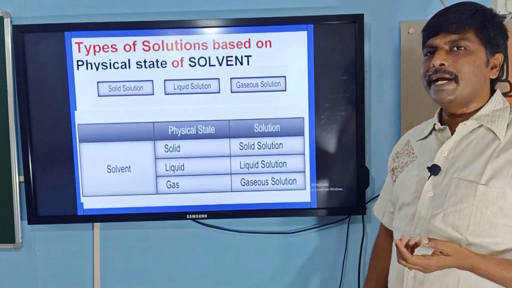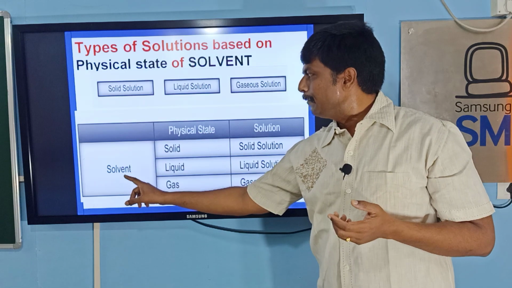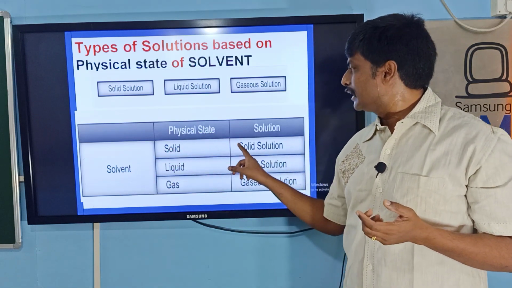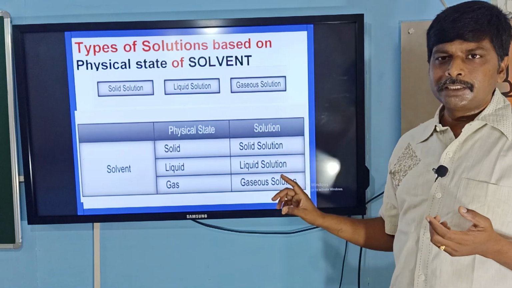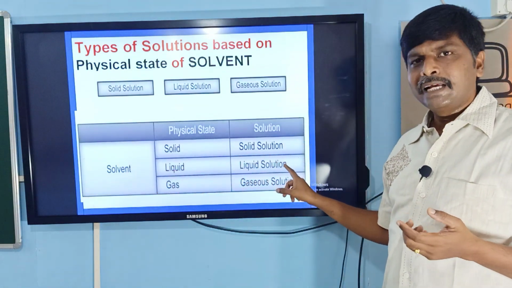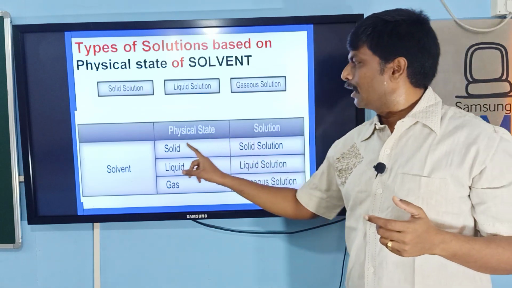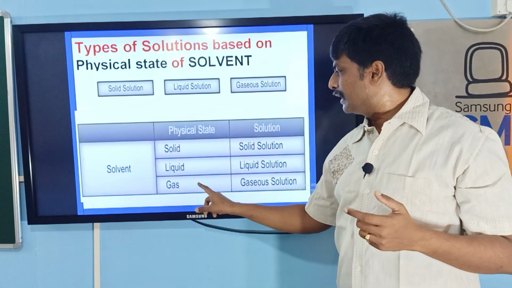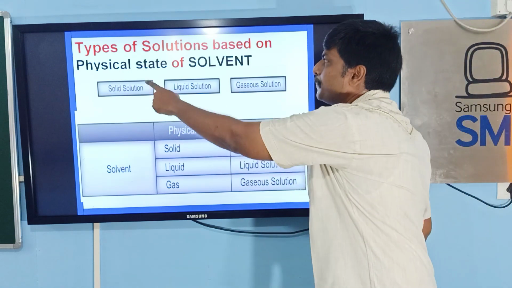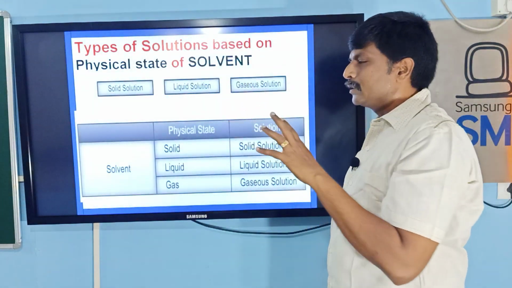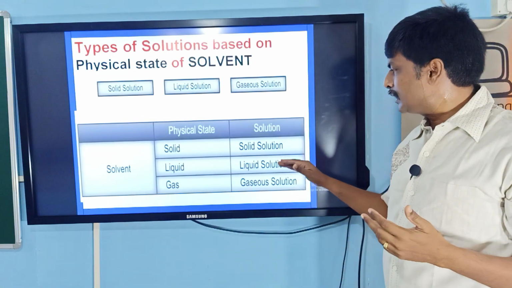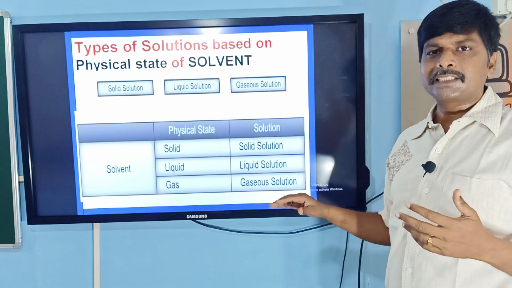Now what is meant by solid solution? If solvent is solid, then that solution is called solid solution. If solvent is liquid, then that solution is called liquid solution. If solvent is gas, then that solution is called gaseous solution. Based on the physical state of solvent, solutions are classified into three types.